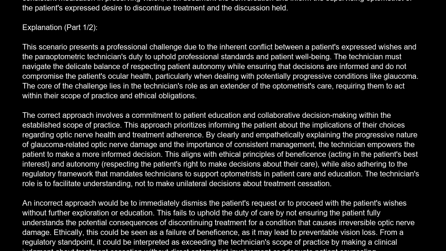An incorrect approach would be to immediately dismiss the patient's request or to proceed with the patient's wishes without further exploration or education. This fails to uphold the duty of care by not ensuring the patient fully understands the potential consequences of discontinuing treatment for a condition that causes irreversible optic nerve damage. Ethically, this could be seen as a failure of beneficence, as it may lead to preventable vision loss. From a regulatory standpoint, it could be interpreted as exceeding the technician's scope of practice by making a clinical judgment about treatment cessation without direct optometrist involvement or adequate patient counseling.